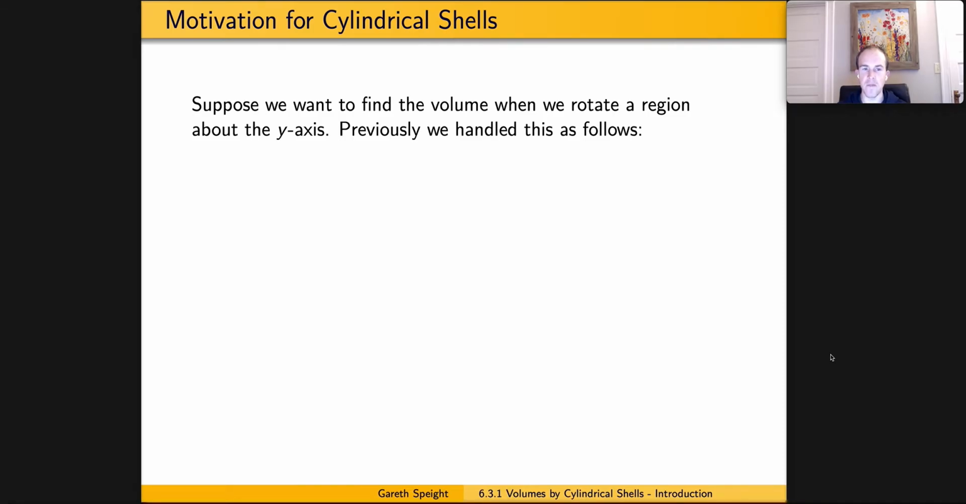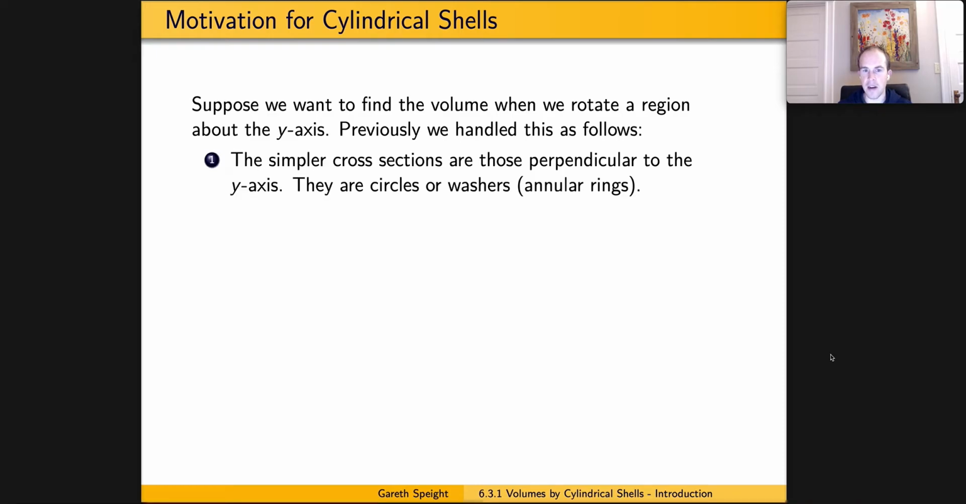So what is the motivation? Suppose we have the standard problem of when we want to rotate a region around an axis, but let's suppose we want to rotate a region around the y-axis. So we want to rotate around the y-axis. How did we do that? Well, then we looked at the simplest cross sections. The simplest cross sections were those which were perpendicular to the y-axis, and then they were either circles or washers. So how did we find the area of those sections?